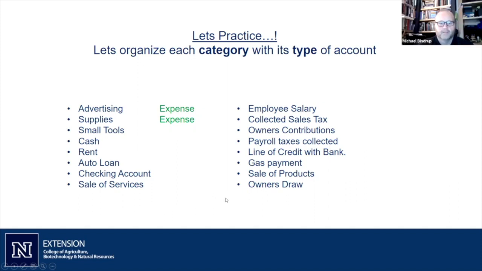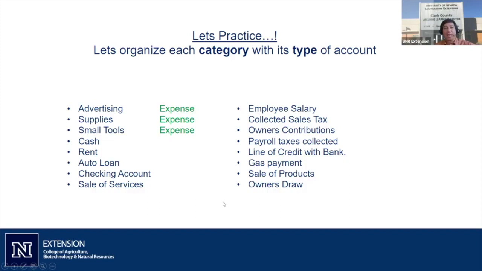Okay. So small tools, expenses, I heard. Yes. Cash. Asset. Even though it is under the couch and it belongs to the business, yes. Rent. Let's hope it's in the bank, Juan. I'll just throw that out there.